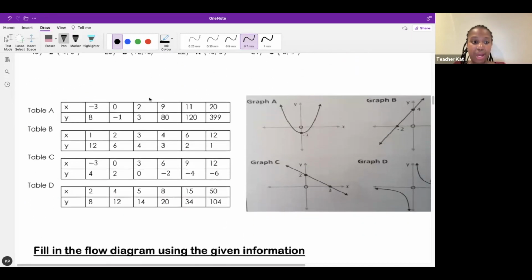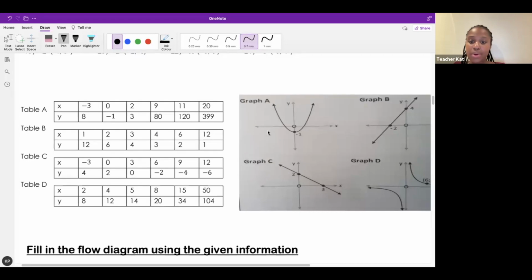Okay, now let's see. So in our previous lesson, we were matching equations with tables, and now we're going to match tables with graphs. The best way in which to do this is to find coordinates on the graph and try to match them to the tables. So I'm going to start with graph A. We only have one coordinate in graph A, and it's all the way here.